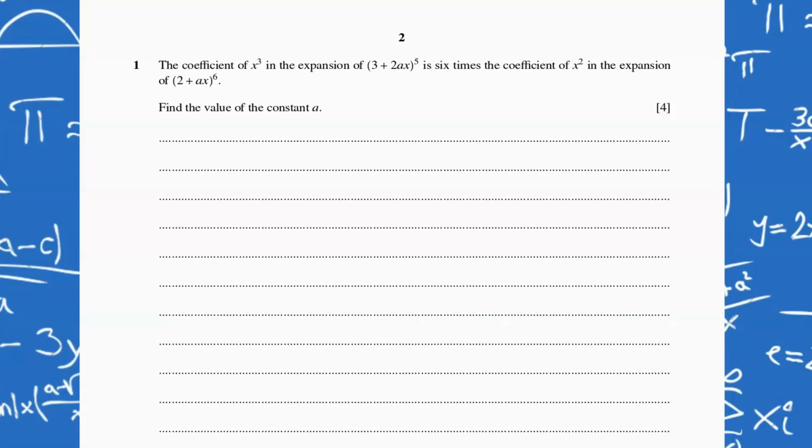Okay, so here we are considering two terms. Let's start by considering the term in x cubed. When we find the term in x cubed, we are going to consider its coefficient, which they have told us is 6 times the coefficient of the term in x squared. So for the term in x cubed, we write in the expansion of this binomial.